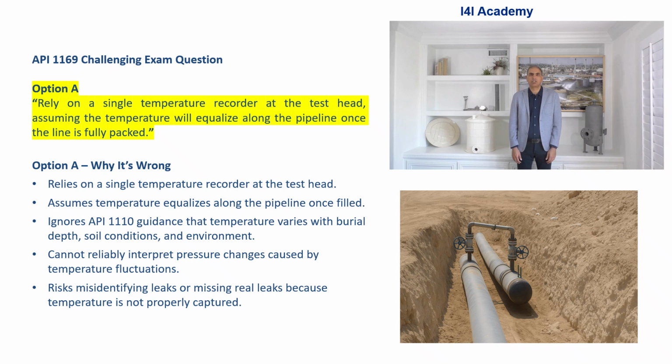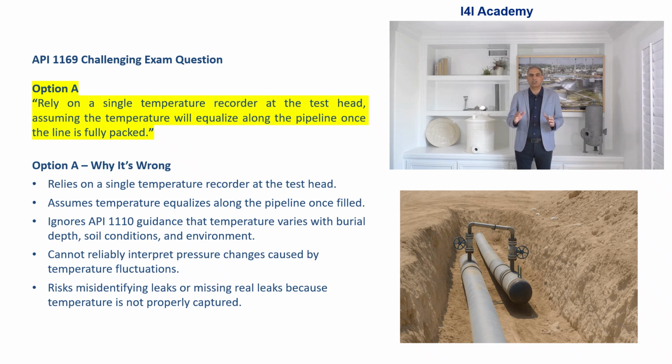Option A sounds convenient, and in a perfect world, it would be wonderful if one temperature point told us everything. But API RP 1110 does not operate on that assumption, and neither should anyone planning a real hydro test. According to the guidance in Clause 4.4, temperature along a long buried pipeline does not behave uniformly. Different burial depth, soil moisture levels, or even shade versus sun exposure can cause one section of pipe to cool while another warms. A single recorder at the test head simply cannot reflect what is happening throughout the segment.